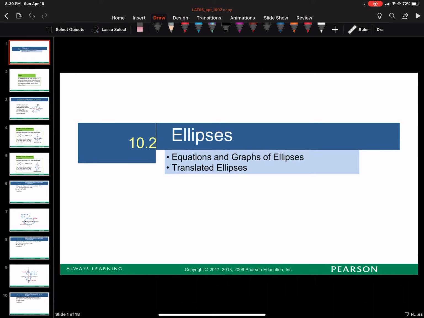Hello class, today we'll be talking about 10.2 ellipses. We're going to look at the equations and the graphs of ellipses, and we're going to look at translated ellipses.